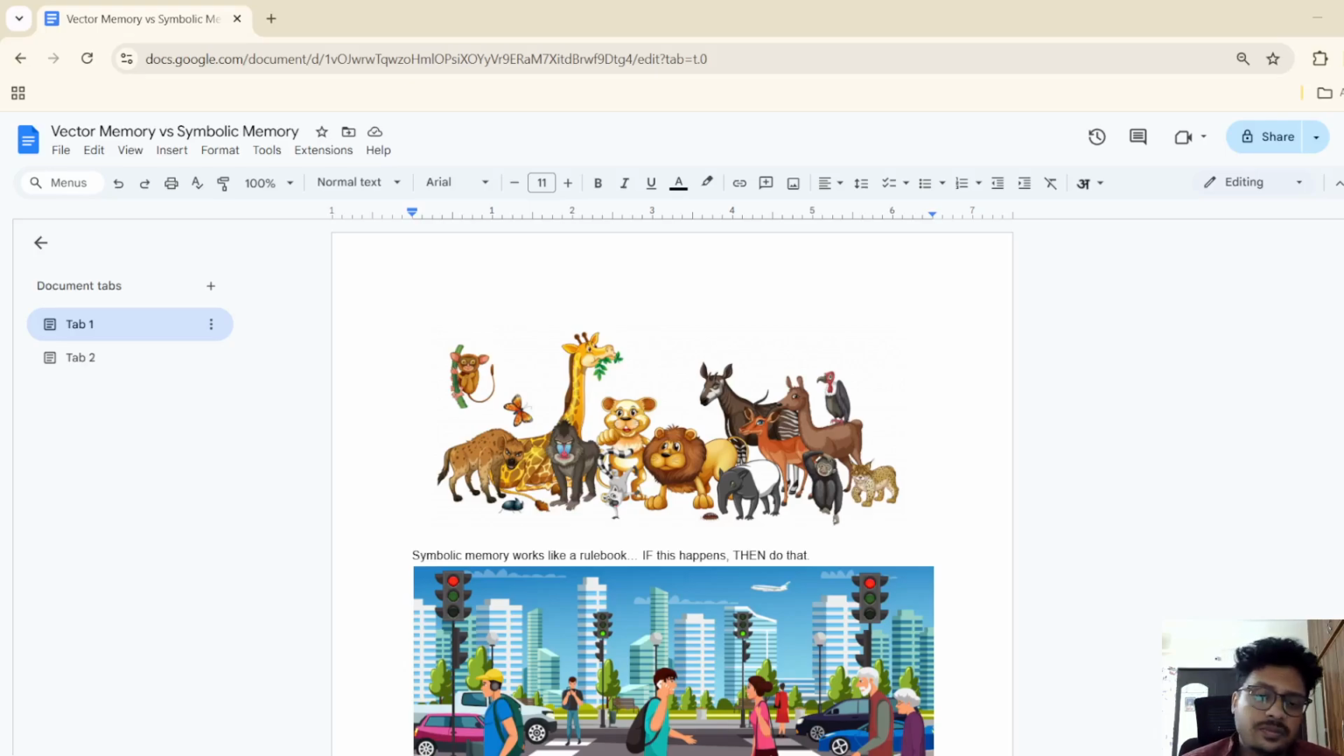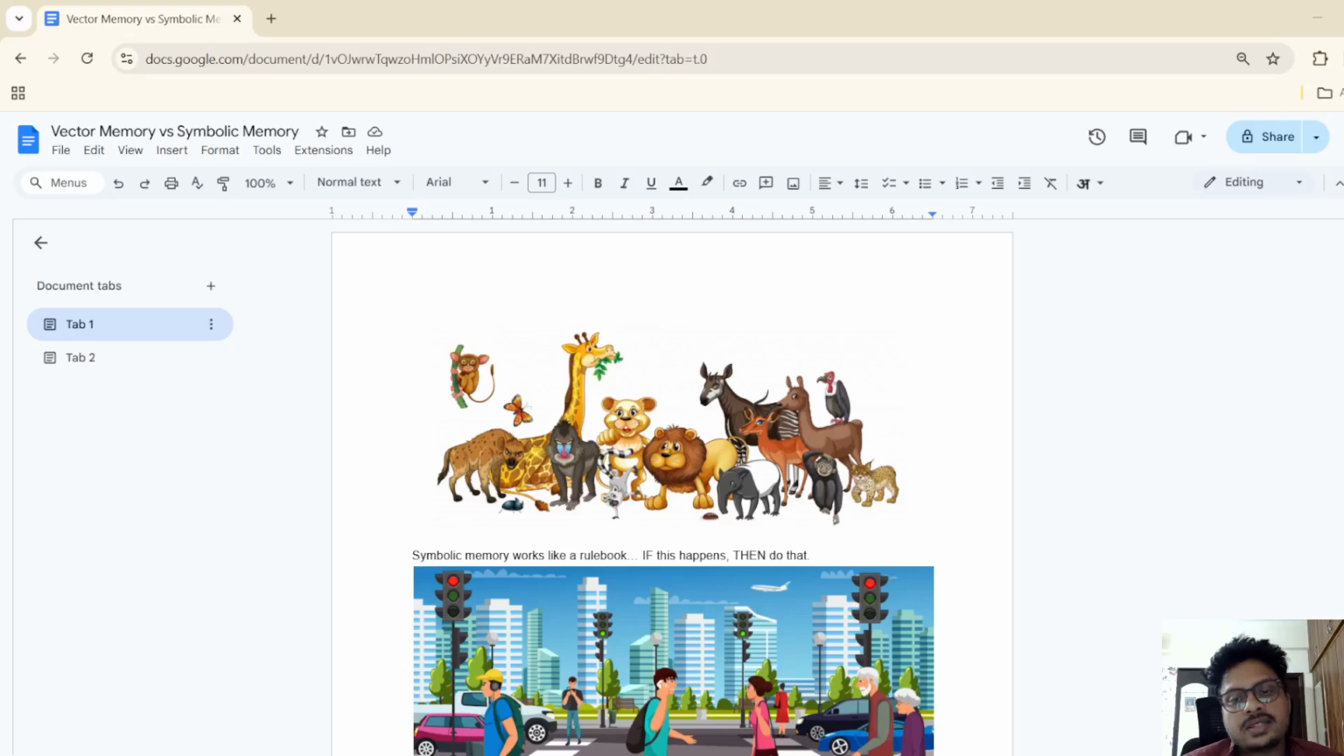So let's begin. What is memory in AI? Before comparing them, let's understand one thing. In AI, memory means how information is stored and retrieved. Just like a human remembers faces, places, meaning, AI also needs to remember.